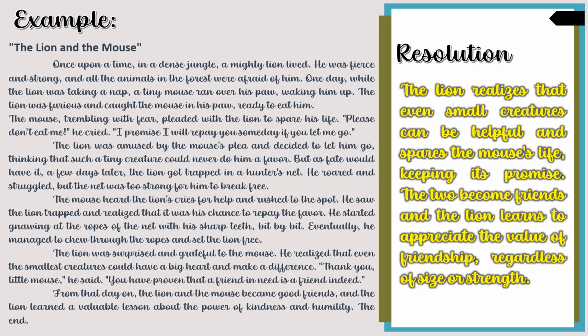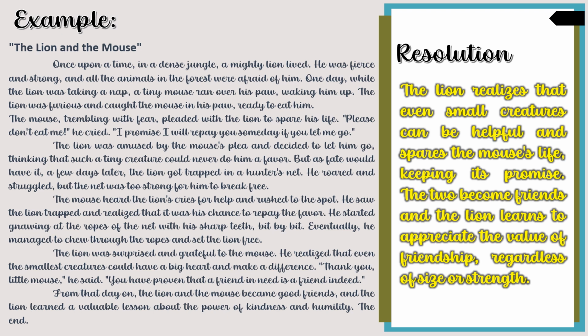So in The Lion and the Mouse story, the resolution is that the lion realizes that even small creatures can be helpful and spares the mouse's life. The mouse kept its promise and the two become friends, and the lion learns to appreciate the value of friendship, regardless of size or strength. So that's how the problem was resolved in this narrative.